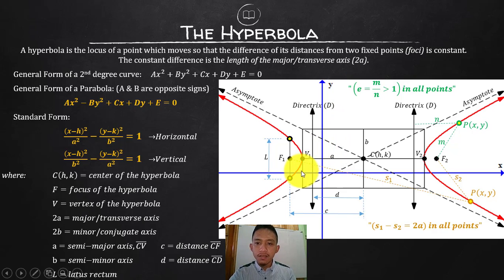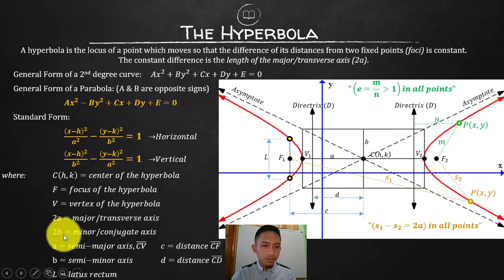If this is your major axis, we call it the transverse axis. We have a perpendicular to that as the minor axis, which we sometimes also call the conjugate axis in the hyperbola. So 2a here is your major axis, or the transverse axis.